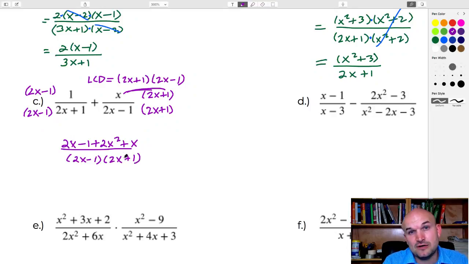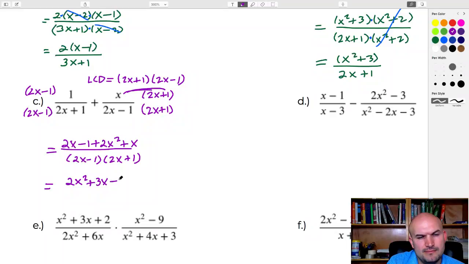Now, could you multiply this out to give you 4x squared minus 1? Yes, and that's perfectly fine. There's nothing wrong with that. A lot of times on the multiple choice questions, we will just leave it in factored form. So in this case, I'm going to have a 2x squared plus 3x minus 1.